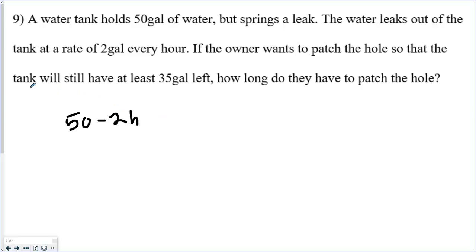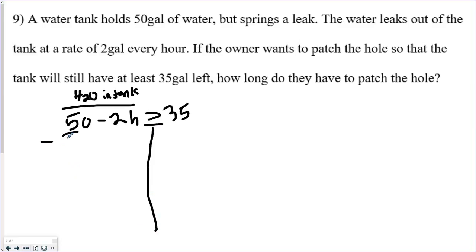And he wants the tank to have at least 35, so it can have more than, and it can have equal to. It just cannot be less than 35. So remember, this is the water in the tank, the H2O in the tank, which we get by doing this little operation here, 50 minus 2H. And we want this water to be bigger than or equal to 35 gallons by the end of how long we take to patch the hole.